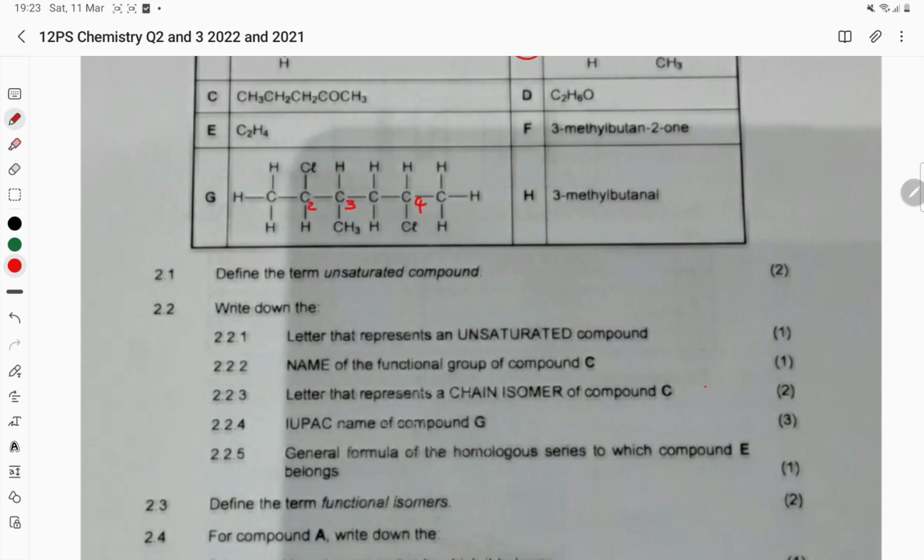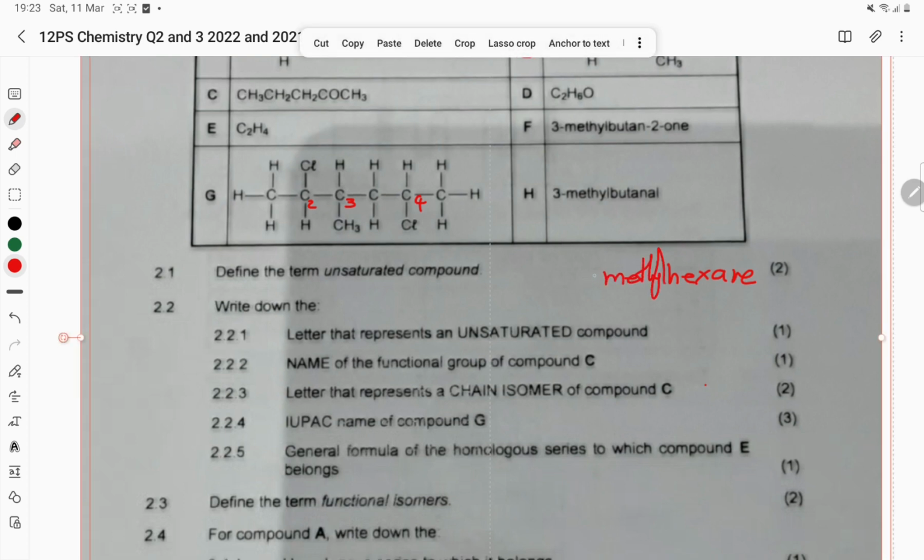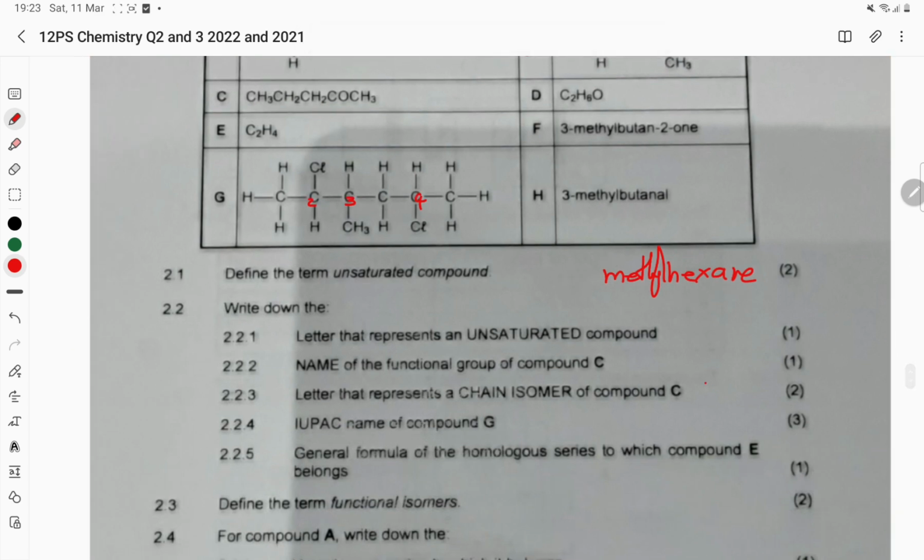All right, so we have 1, 2, 3, 4, 6. So we have a hexane, and we have chlorines and methyl. Chlorine comes first, so methyl is in position 3. And the chlorines are at 2 and 4, so it's 2, 4, dichloro, 3-methyl. I just realized that 4 shouldn't be there, I can't count. That's 4 and that's 5, so it's 2,5-dichloro-3-methylhexane.